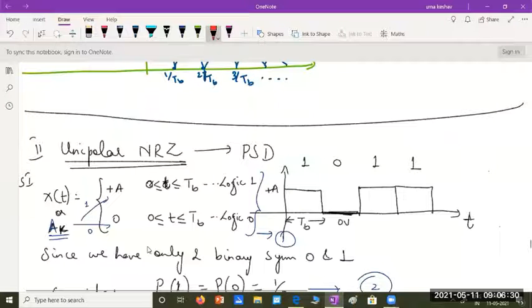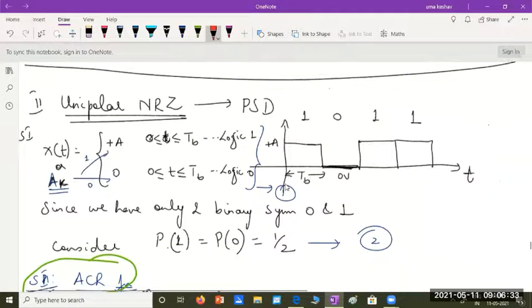Similarly, we started for unipolar NRZ. Unipolar means the waveform has only one polarity. So plus A for logic 1 and 0 for logic 0. So this represents the unipolar NRZ function. And then how do I write the equation? The equation x of t, or I can directly say the amplitudes AK can be written as plus A for logic 1 and 0 for logic 0. Both will be in the interval between 0 to Tb.